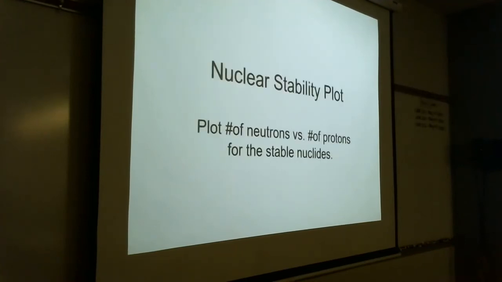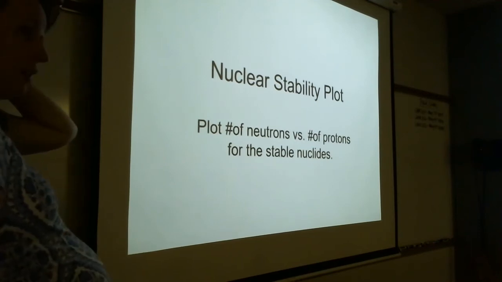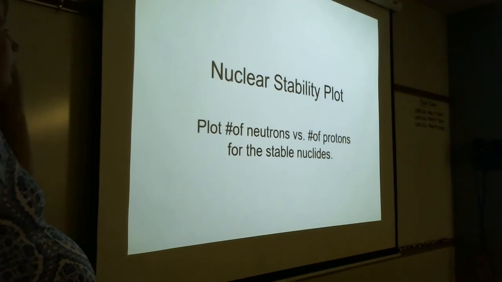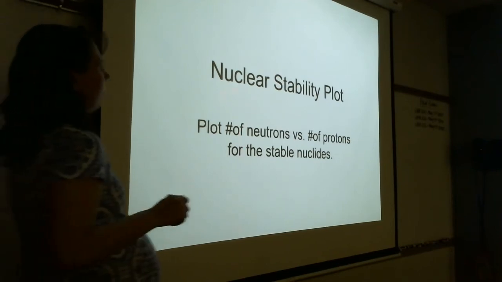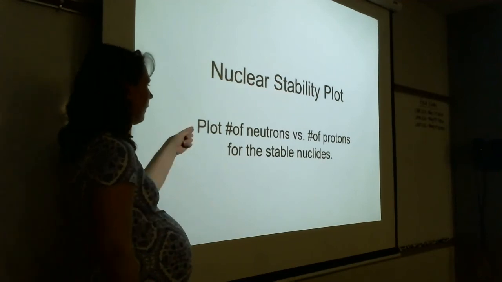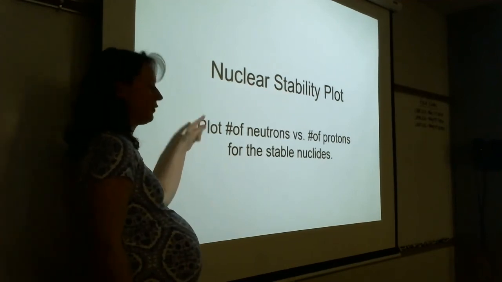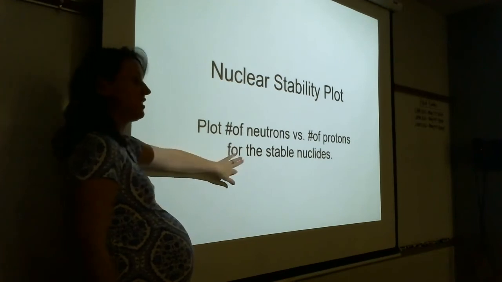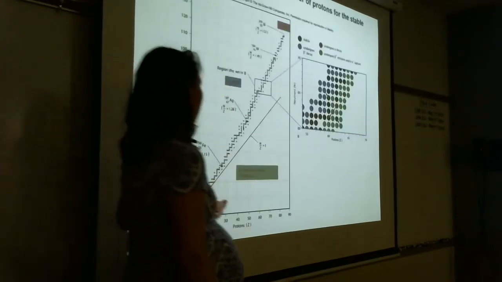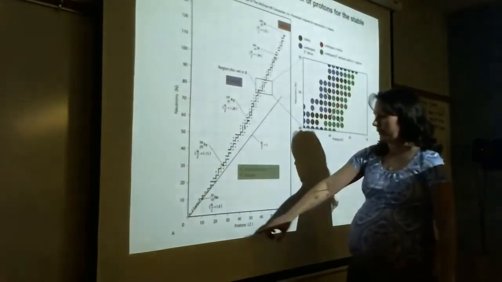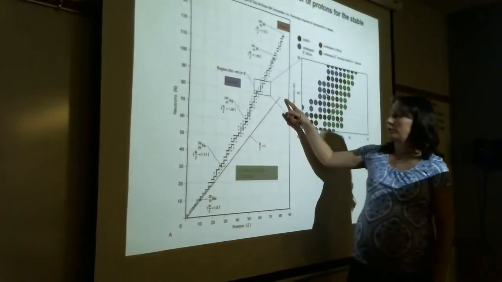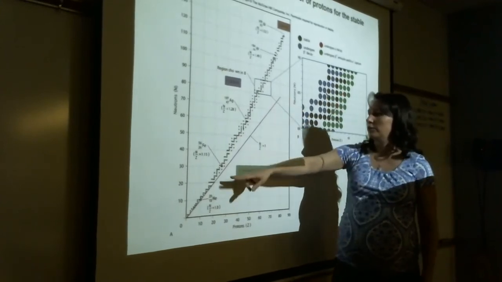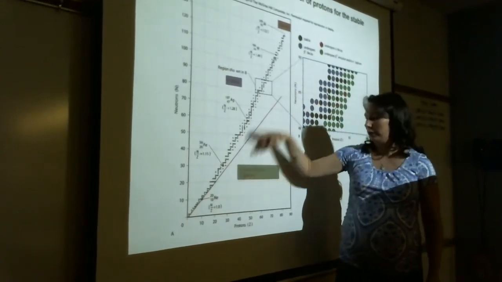Okay, let's talk about nuclear stability. All elements greater than atomic number 83 are going to be radioactive. And so let's talk about the nuclear stability plot. This is a plot of the number of neutrons versus the number of protons for the stable nuclides. It's going to look something like this, right? So this is protons versus neutrons. The 1-to-1 ratio is here, and then here's what a lot of your plots end up looking like.